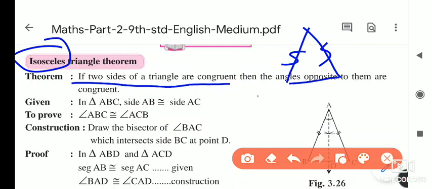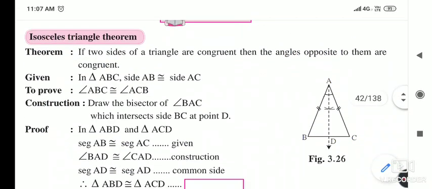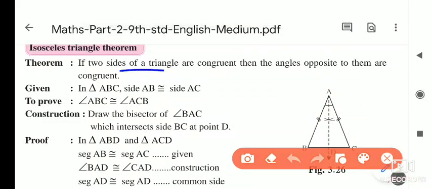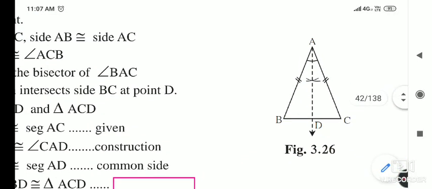Suppose this is triangle ABC, and AB is congruent to AC. Then the angle opposite to it, meaning AC's opposite angle is B and AB's opposite angle is C. Okay, so angle B is congruent to angle C, that we have to prove. Did you understand? If you don't understand, I will explain again. If two sides of a triangle are congruent, then in an isosceles triangle, the angles opposite to them are congruent.